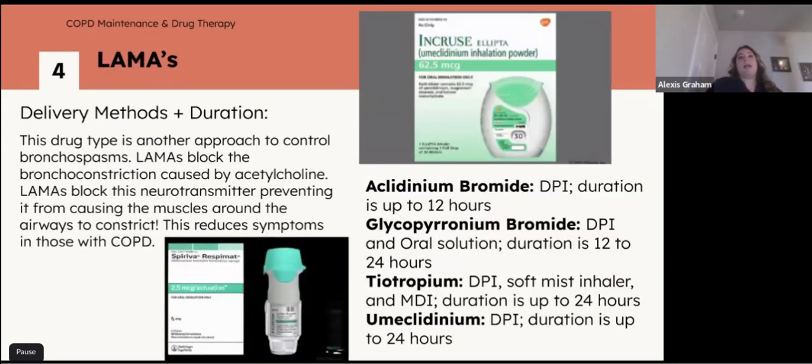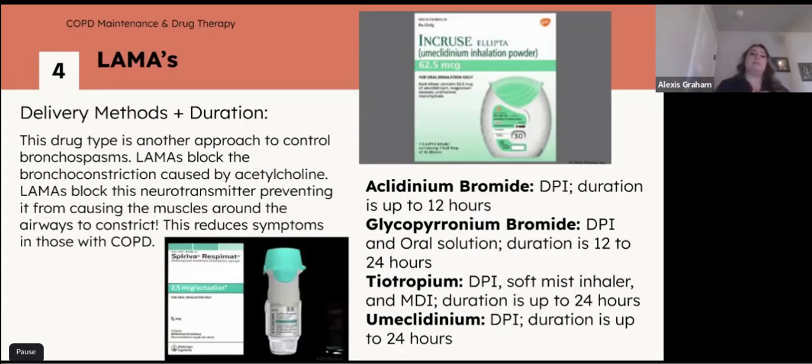So the long-acting muscarinic antagonists, these delivery methods. We'll have aclidinium bromide, which is a DPI. The duration is up to 12 hours. Glycopyrronium bromide can be a DPI or oral solution, and is 12 to 24 hours. Tiotropium is a DPI, soft mist, or MDI, and is up to 24. And then umeclidinium is a DPI and is up to 24 hours.